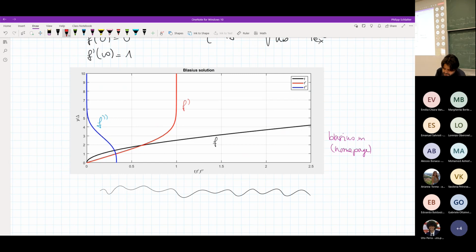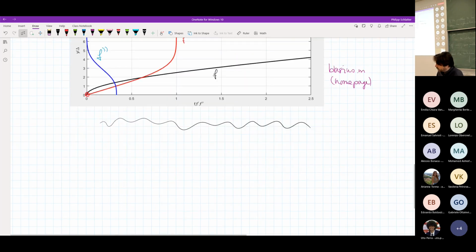And of course, that's also reasonable. It starts at 0 here, and it goes to a constant free stream. So I guess it's pretty clear that f prime, the red line, would just be u divided by u infinity, and all the boundary conditions make sense.